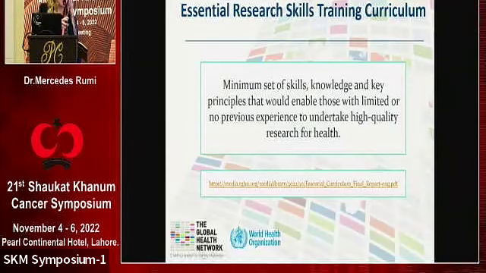So the Global Health Network, in collaboration with TDR, which is from WHO, has run a study from 2017 till now, and it was published 2 weeks ago, which was responding to the question I put at the beginning. The result was the essential research skills training curriculum, which is the minimum set of skills, knowledge, and key principles that will enable someone with limited or no previous experience to undertake high quality research. And there's the link there, which you can take a picture of, or I can share later.